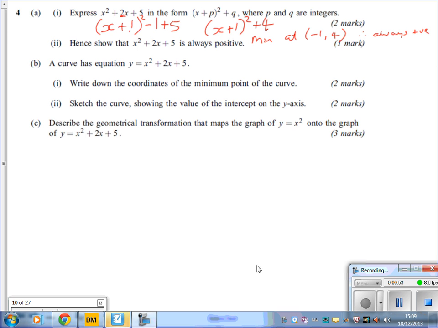Write down the coordinates of the minimum point. Oh, I just did that. Minus 1, 4. So it's what makes that 0. That's why we get the minus 1 and the 4.